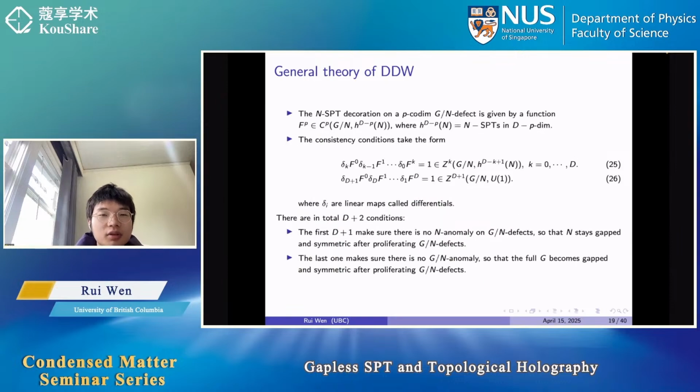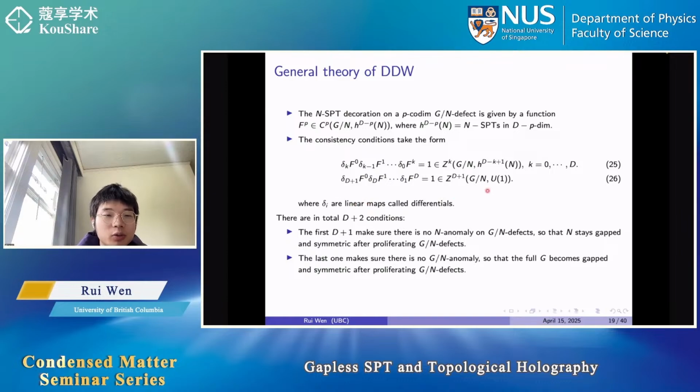Okay. So to be more precise, the N SPT decoration on a p-codimensional G over N defect is given by a function. Right, this is basically because it's p codimension, so it requires p values of G over N, and it's decorated with some SPT. This symbol, H^{D-p} of N, is the classification of N SPTs in D minus p dimension, right? So this decoration is given by some element of this group, and the consistency conditions look like this, right? I will explain what I mean. And these delta i are linear maps called differentials.